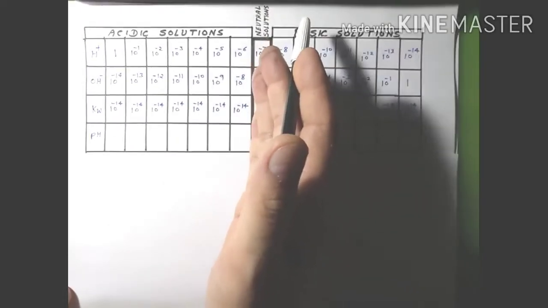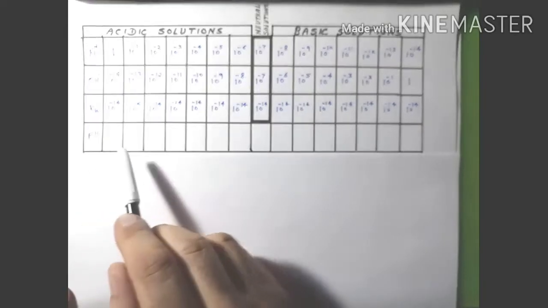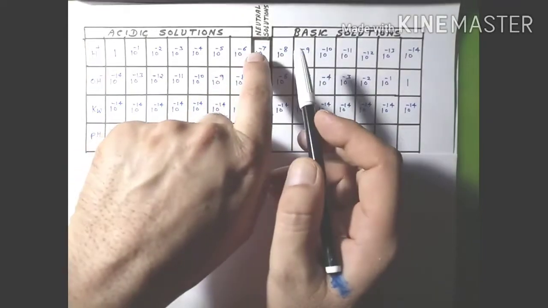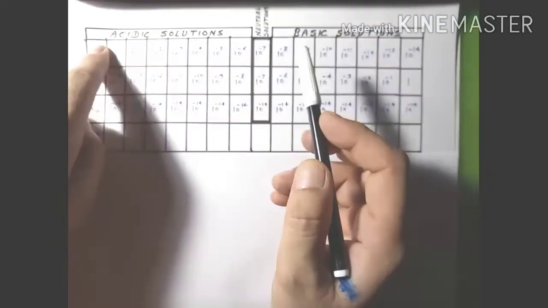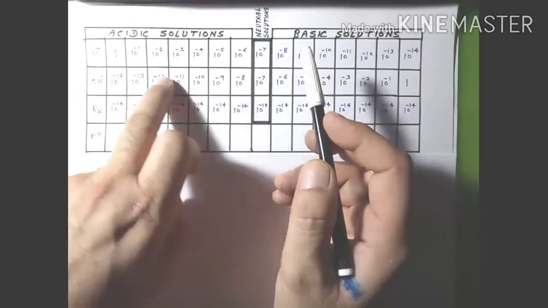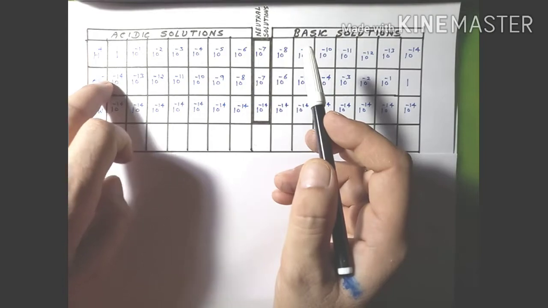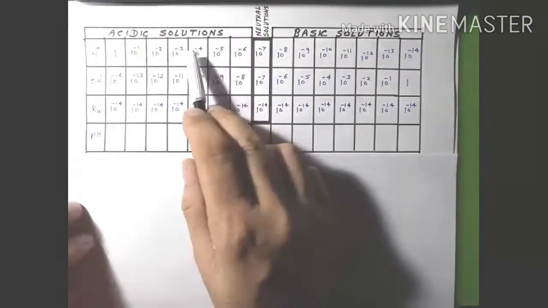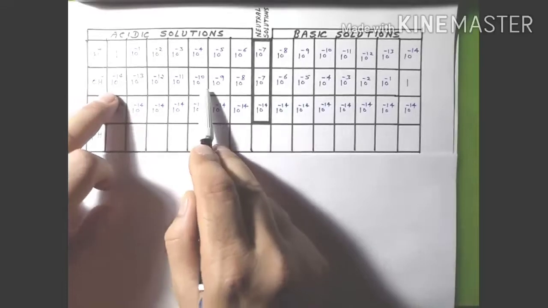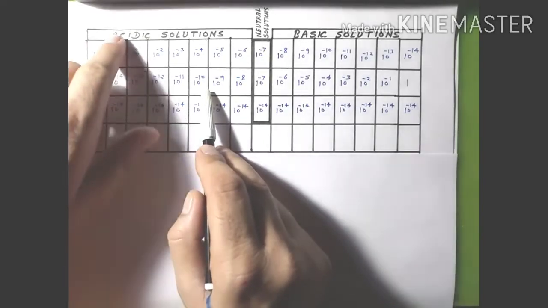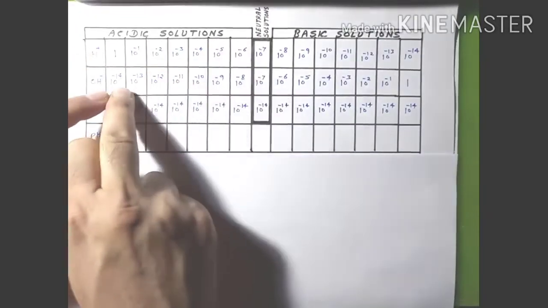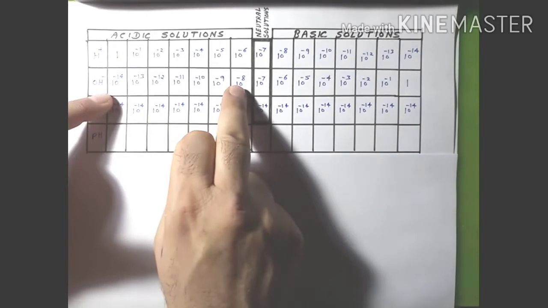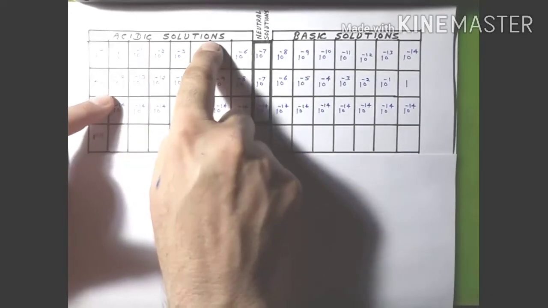Now if we go from this side to this side, what is happening to the H plus ion concentration? You will see, as we move from this side to this side, the concentration of H plus ion is increasing and the concentration of the OH minus ion is decreasing. So on this side, the concentration of H plus ion dominates over the concentration of OH minus ion. The solution is said to be acidic. That is why these solutions are called acidic solutions.